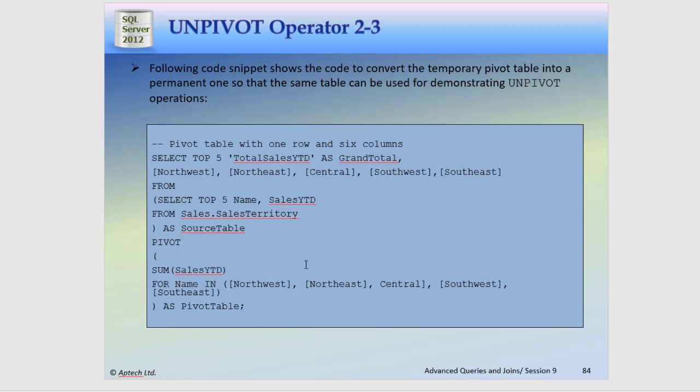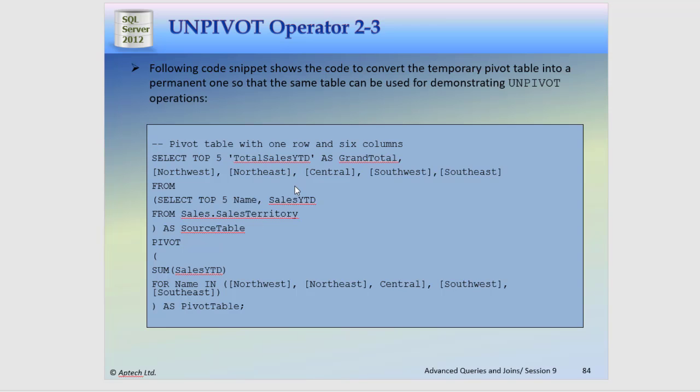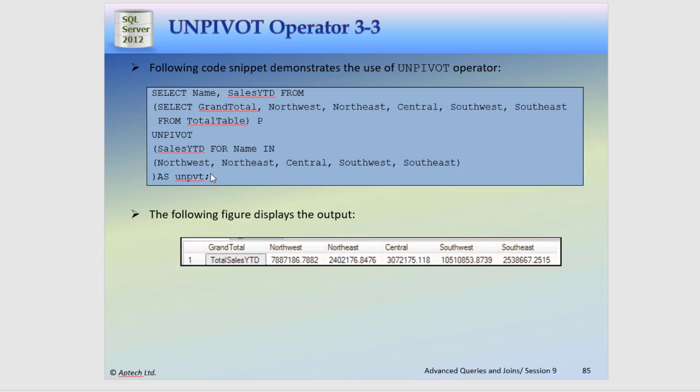The following code snippet shows the code to convert the temporary pivot table into a permanent one so that the same table can be used for demonstrating the unpivot operations. Now we are going to highlight this. We copy and let's meet in the query window. And notice that this spans 2 slides, so make sure you copy from here all the way to here. Do that very quickly and let's meet in the query window.